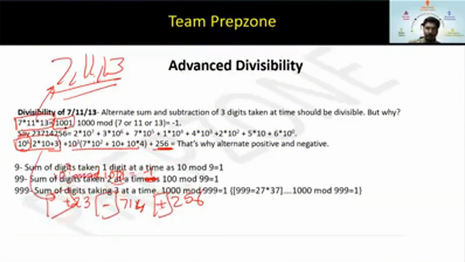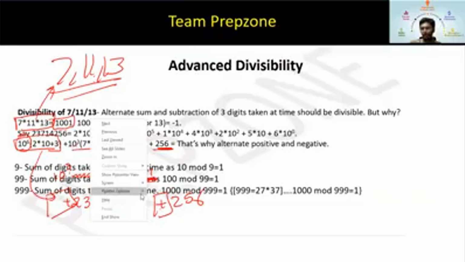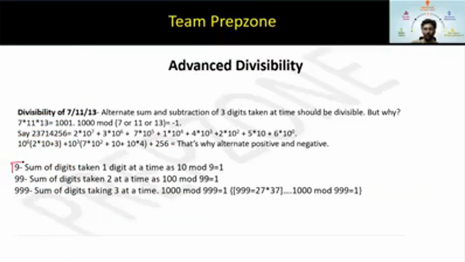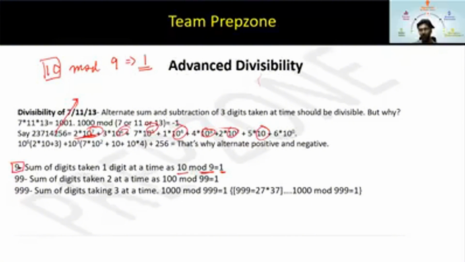Okay, let's see what is the concept behind 9 and 99. Very similar concepts. What about 9, everyone? For 9, if I take 10 mod 9, what is 10 mod 9? This is 1, right? So in this, what I will do is convert everything into 10. Suppose this is a number, 2 into 10 to the power 7, if I have broken it like this, then this will also be 1, 1, 1, 1, 1, 1, 1. Everything will be 1. So you have simply got the sum of all the digits. That is why for 9, I am taking the sum of single digits at a time.